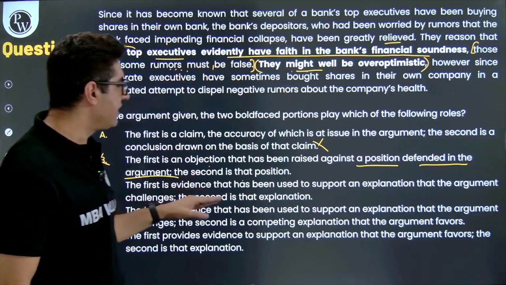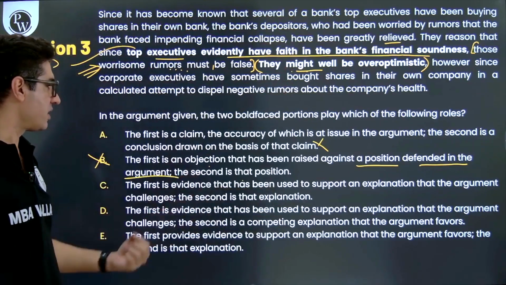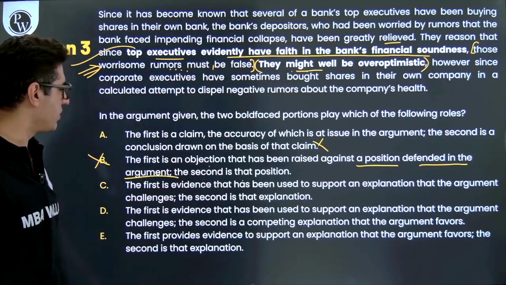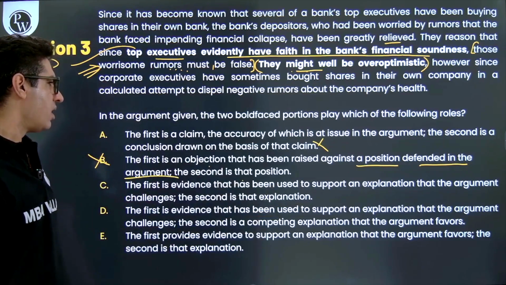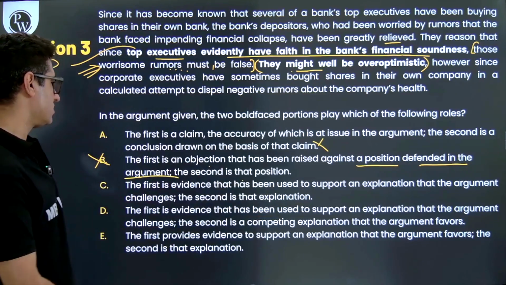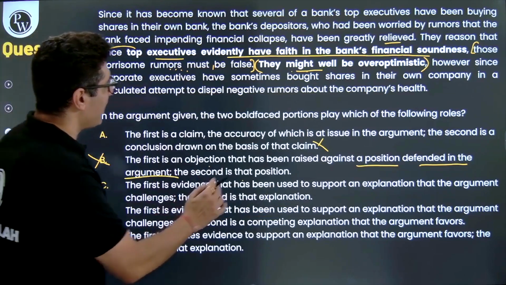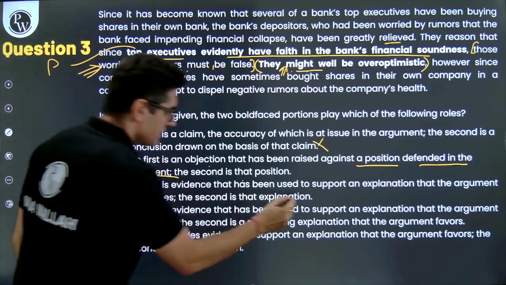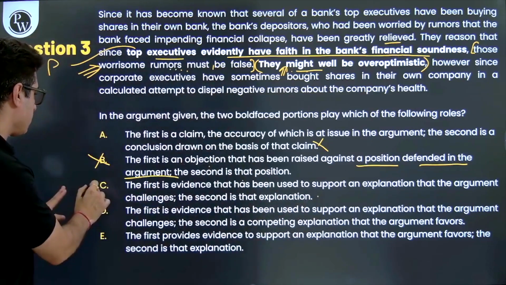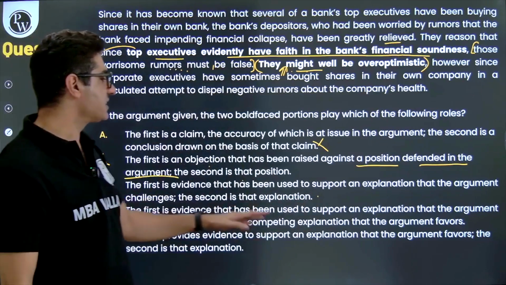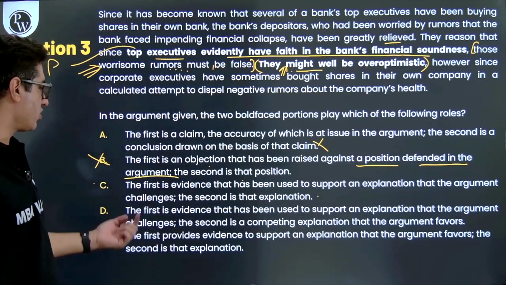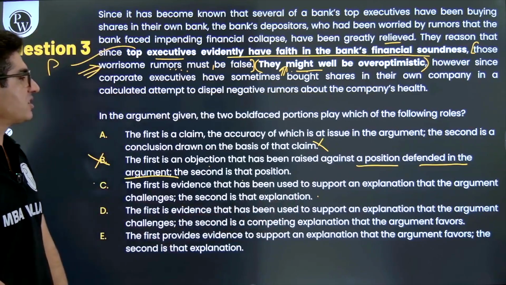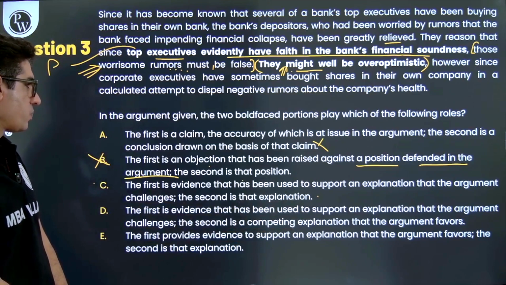C: The first is evidence that has been used to support an explanation that the argument challenges. The second is that explanation. Is it an explanation? Is C an explanation? Let's see if we need to dig deep into that. So let's keep it in running. D, the first is evidence that has been used to support an explanation that the argument challenges. Identical. The second is a competing explanation that the argument favors.